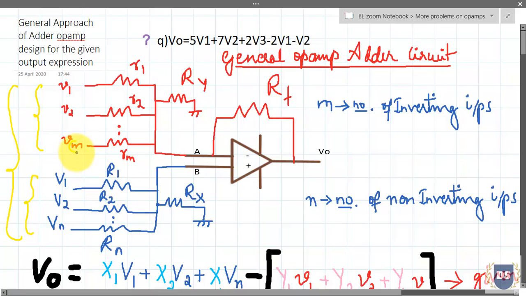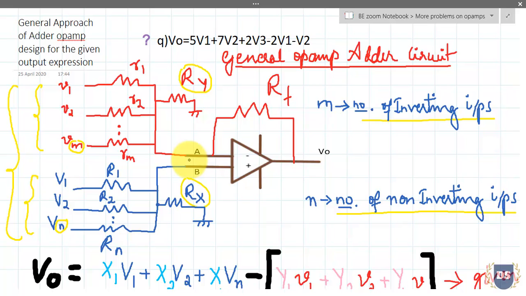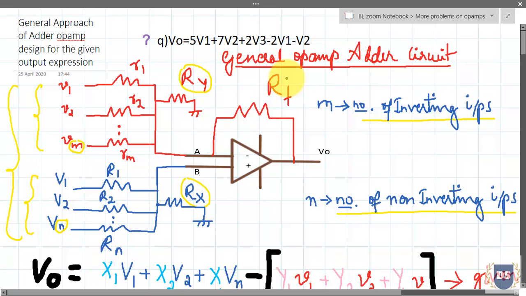And here small letter m indicates the number of inverting inputs. In a similar way, small letter n represents the number of non-inverting inputs. And here we have Rx and Ry resistances in the non-inverting and inverting input terminals respectively, connected to the ground. Along with that, we have a feedback resistance Rf connected between the inverting input terminal and the output.